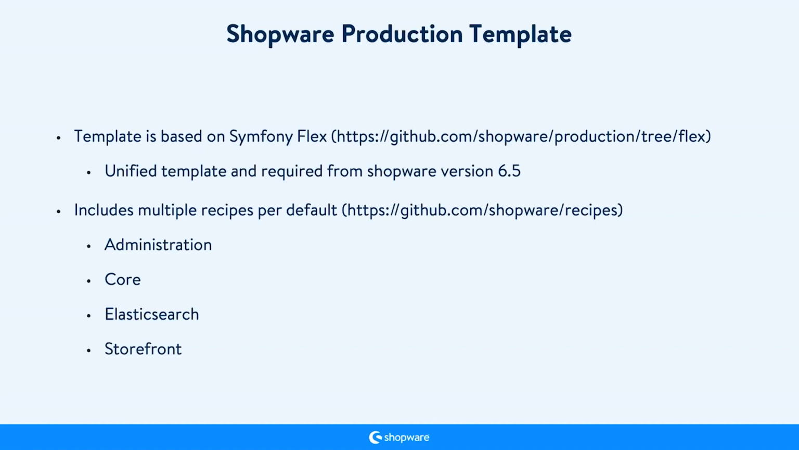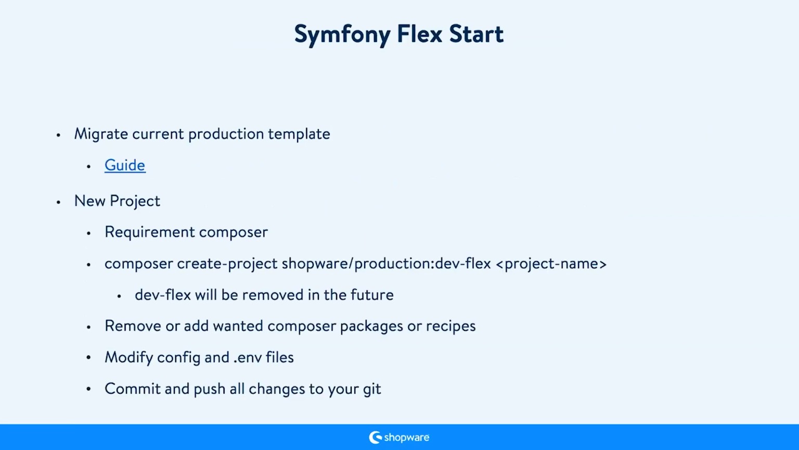So to use this Flex template, we have in our current documentation a guide to maybe migrate stuff from the current production template into the new Flex template. But there is also always the possibility to just use the Shopware Symfony Flex template from the start and add your configurations and or your modifications to it.